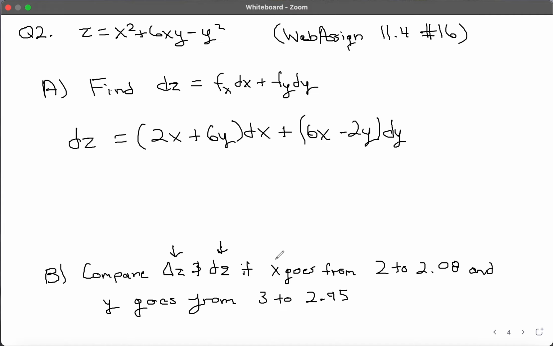So it's going to ask us if x changes from 2 to 2.08 and y changes from 3 to 2.95, see if we can compare the actual change in z with the approximation. And the way we're going to get the approximation is using this equation, which we just found in part A. Cool.